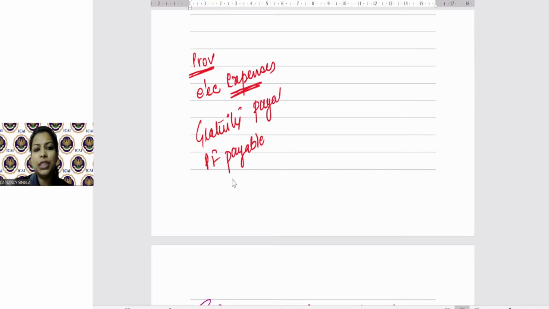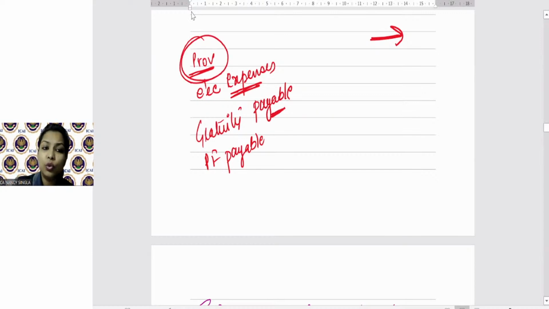ठीक है? Provision क्या होता है? Liability, but जिसको आप estimation से देखते हो, where exact amount cannot be known, है ना? That is what you will provide for it in the books of accounts. You will create a provision, है ना? डिटेल में हम नेक्स्ट सेशन में डिस्कस करेंगे.